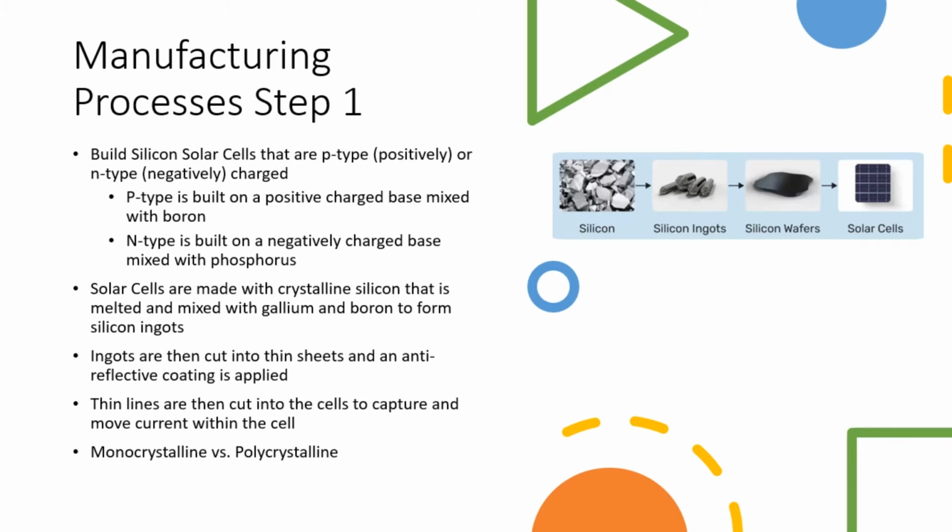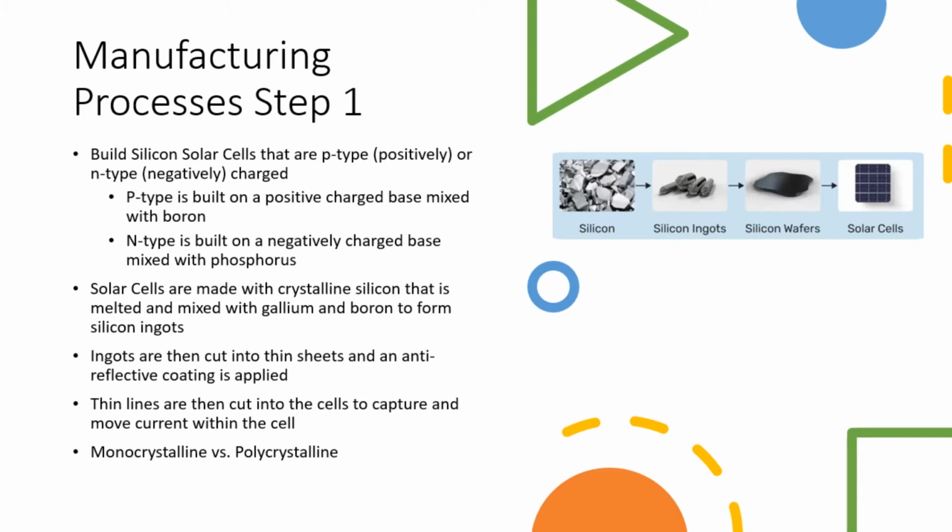Solar cells are made with crystalline silicon that's melted and mixed with gallium and boron to form silicon ingots. Ingots are then cut into thin sheets, and an anti-reflective coating is applied to capture sunlight instead of reflecting it away. So, without this anti-reflective coating, the solar panels would be almost useless, as they would just act almost like mirrors instead of sponges.